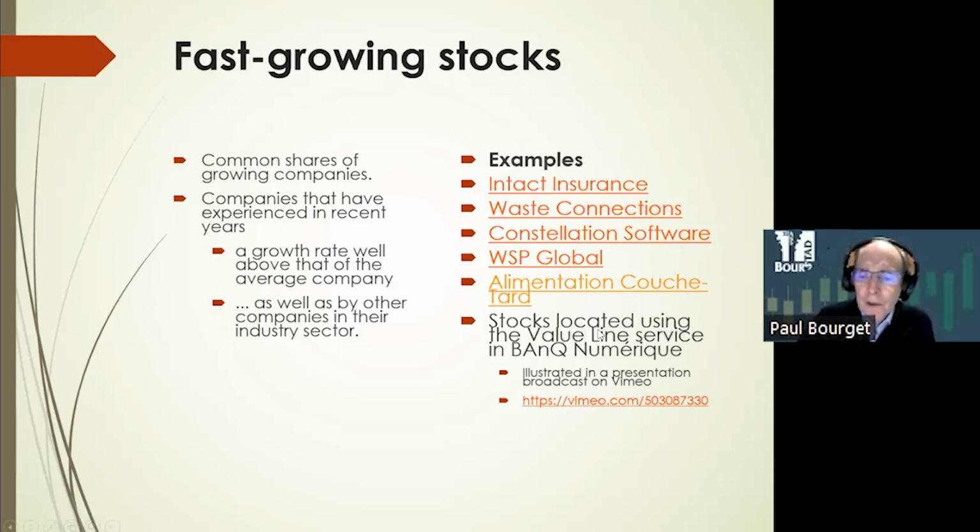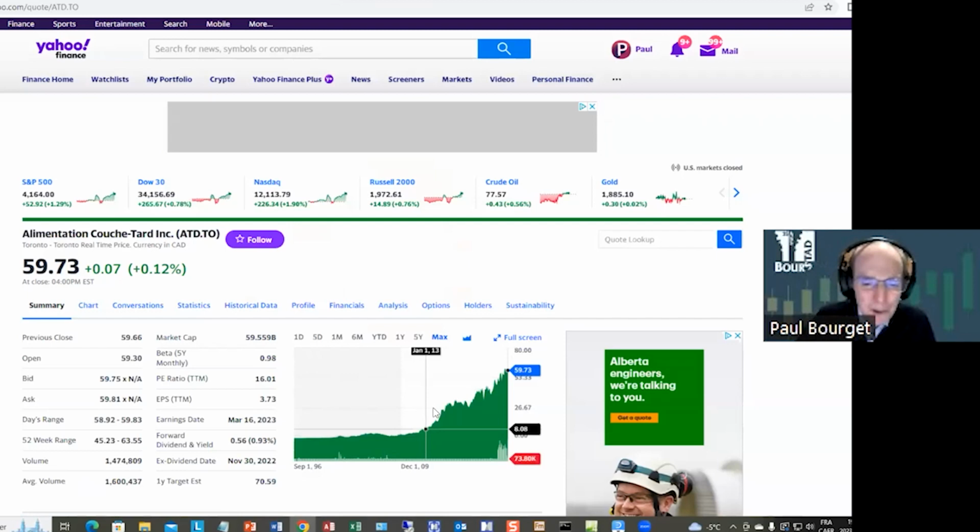We can also use a service that we find on Bibliothèque et Archives Nationales du Québec, BANQ. And this service is Value Line. I will just switch gear in the webinar to demonstrate how you can use this very important financial service. But let's give a look first at Alimentation Couche-Tard.